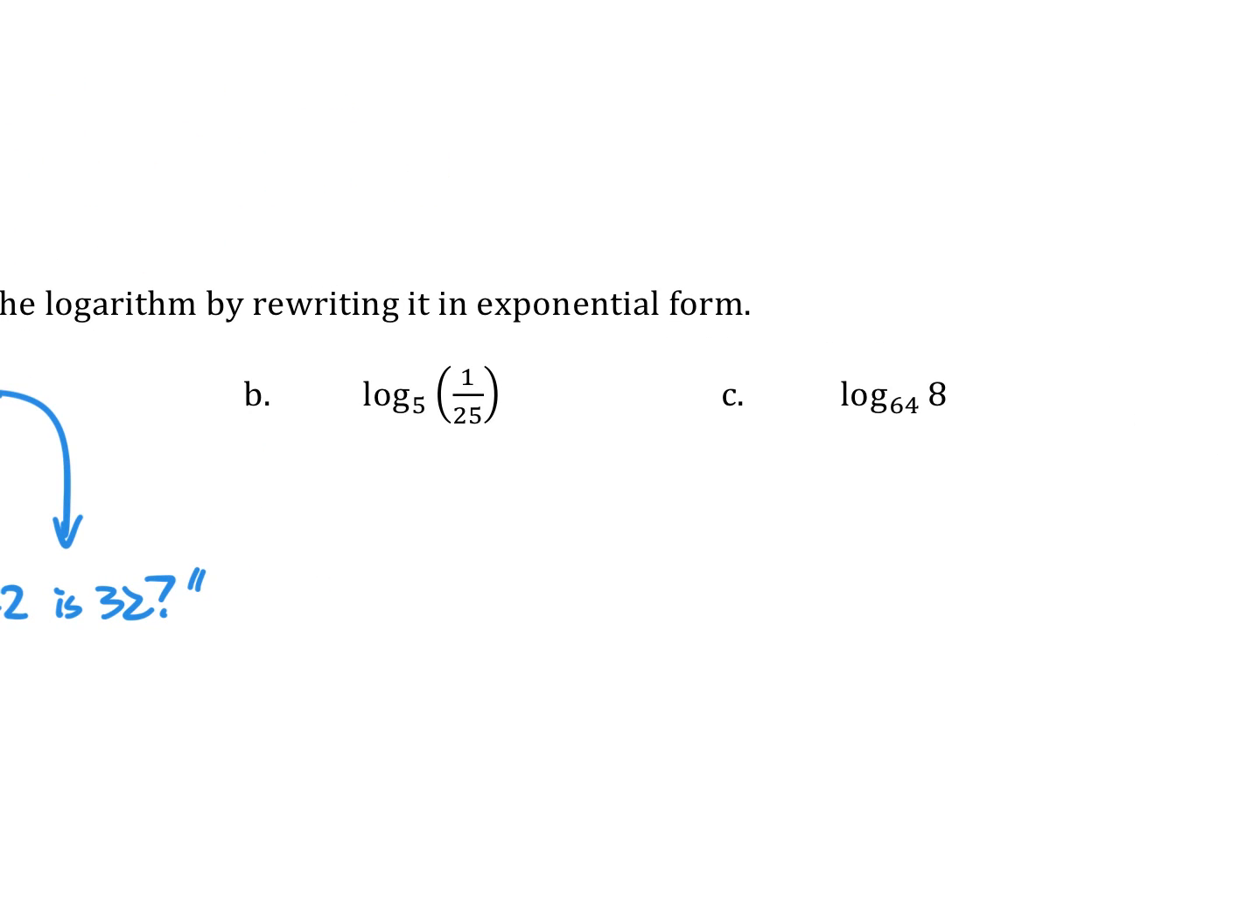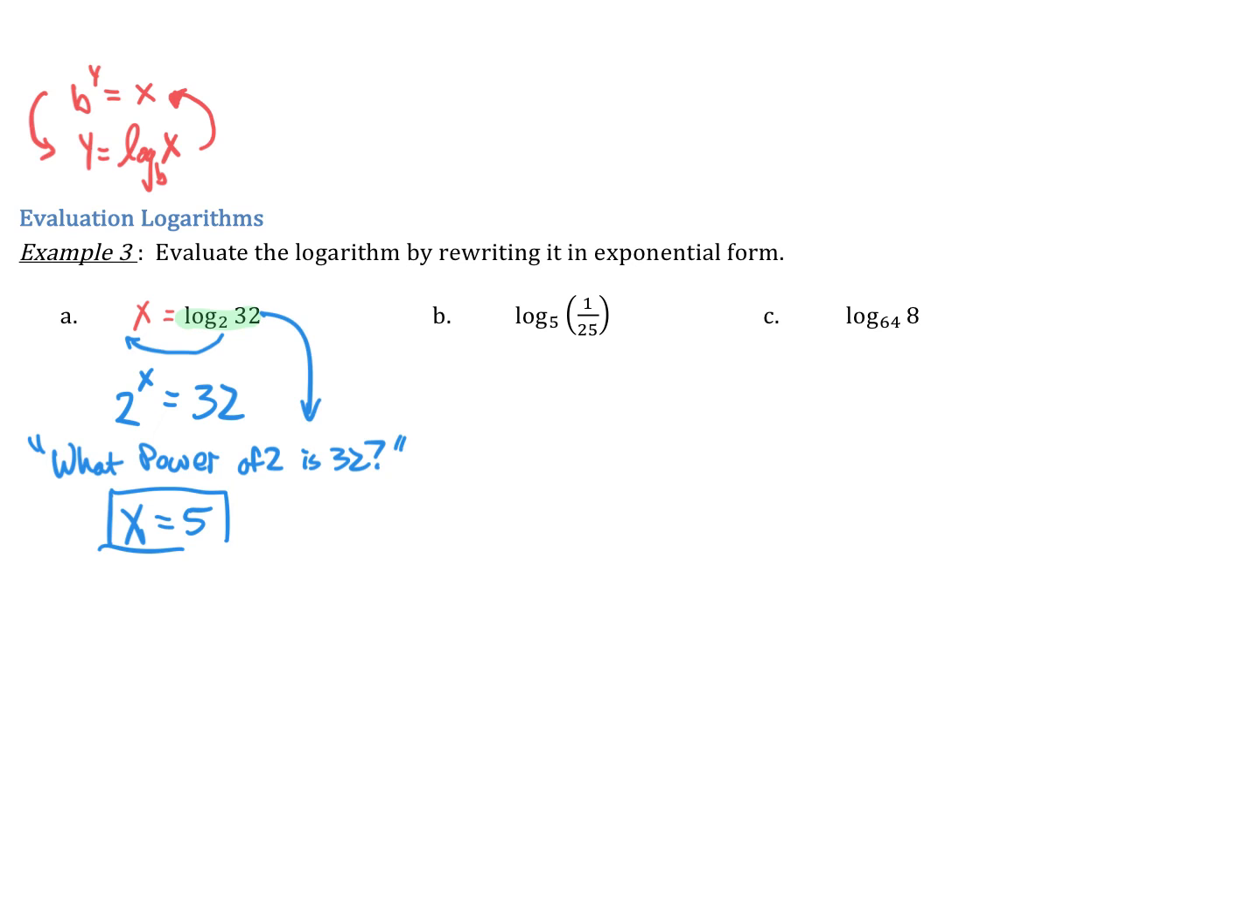All right, so how about this one here? Well, again, it's useful to write this equals x, and then we can rewrite it in exponential form, swing that base around, and we get 5 to the x equals 1 over 25. And again, this is asking a question. This is saying, what is the power we put on 5, or what power of 5 is 1/25?